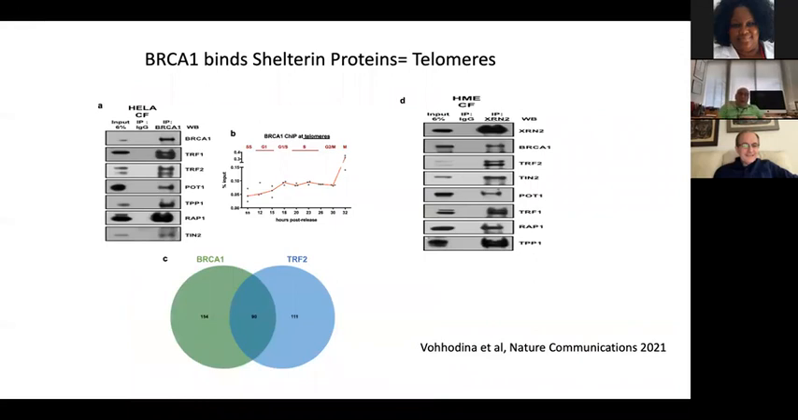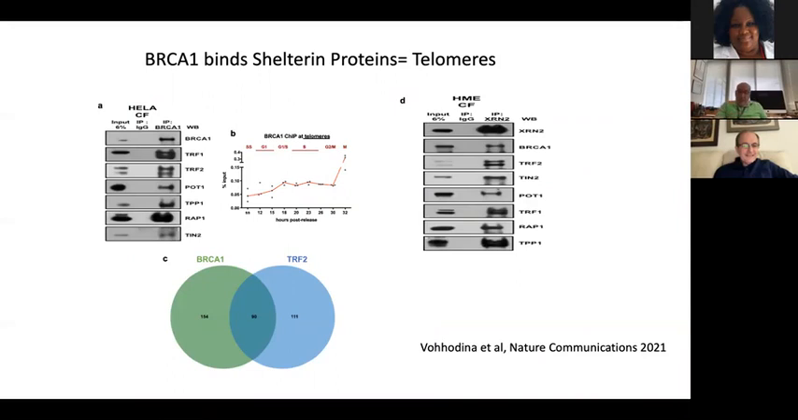Now, another colleague in the lab who's recently left to take up her science in Europe is Katerina Vahodina, who came to us from her home country of Estonia, and also by virtue of having spent quite a bit of time in Belfast in Northern Ireland, where she did her cancer research training. And her work has led to a third surprise.